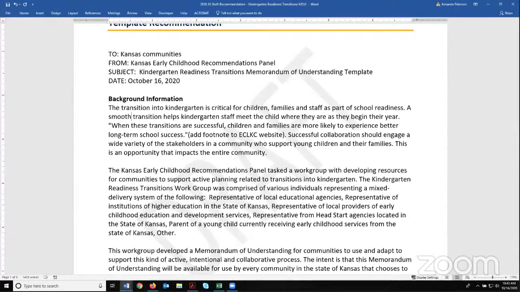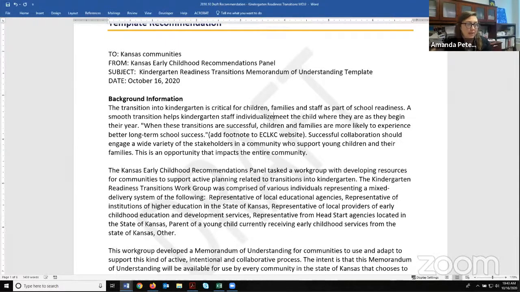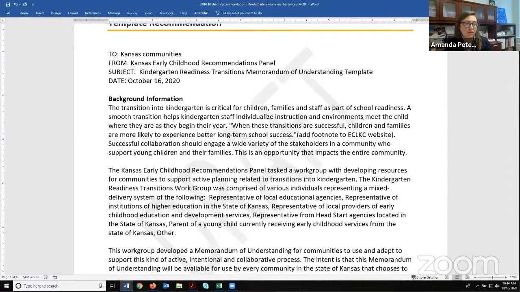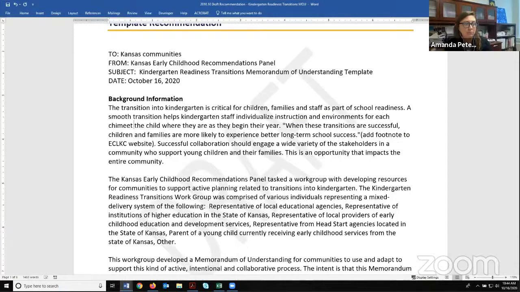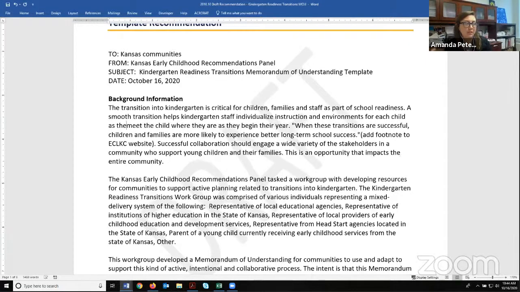Just another note. Something that we say at KSDE, and we definitely don't have to use this, is that a smooth transition helps kindergarten staff individualize instruction. Spell instruction correctly. Instruction and environments for each child at the beginning of the school year.